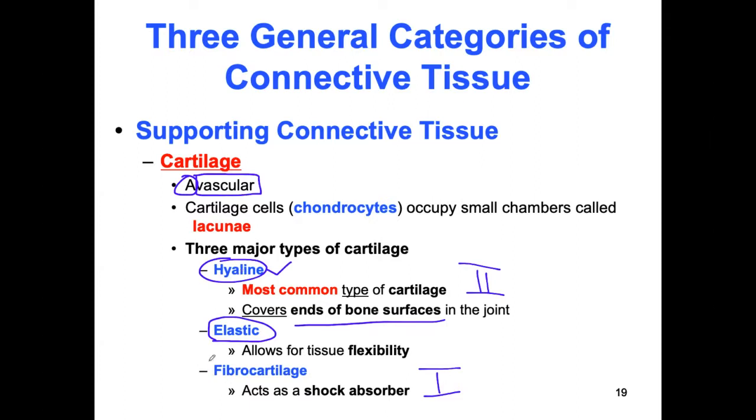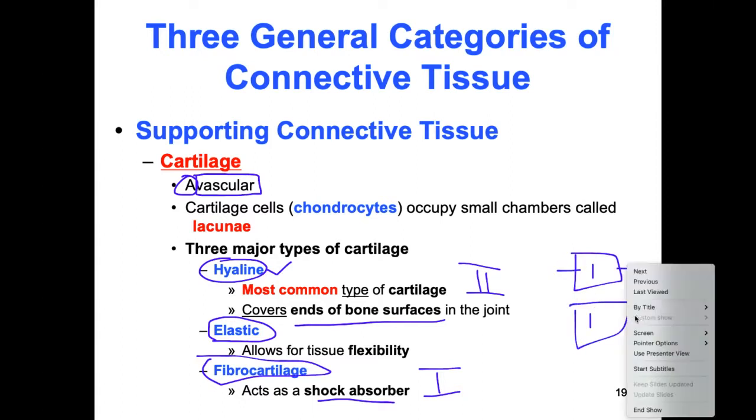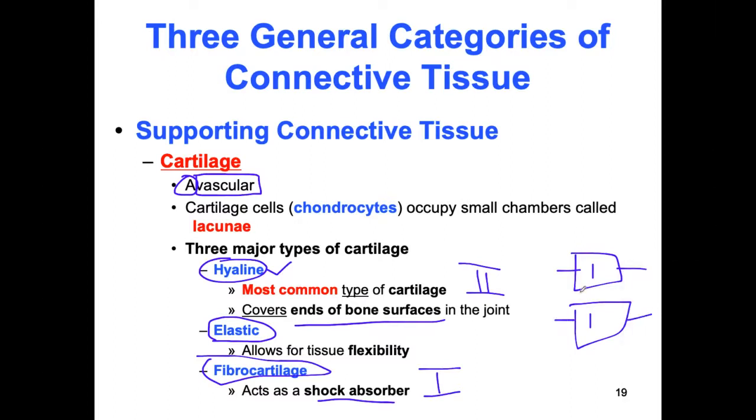Now, fibrocartilage down here at the bottom, this is the strongest type of cartilage in the body. It acts as a shock absorber. So when I think of a shock absorber, I'm thinking of what is it that we have between each vertebra within our spine? What is it called? We call them discs, right? In between here is the intervertebral disc. So those discs, that shock absorber, when we say he or she may have a herniated disc, that is fibrocartilage.